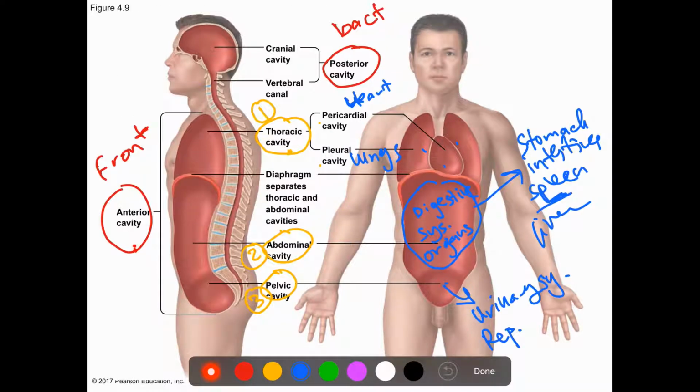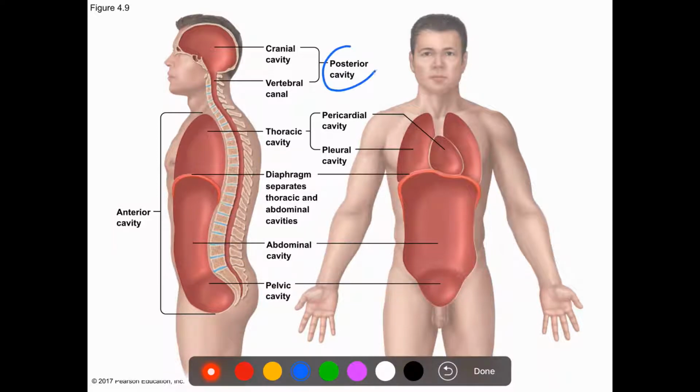Now, for the posterior cavities, we have two cavities. We have the cranial cavity, which contains the brain, and the vertebral cavity, which contains the spinal cord. Again, the same concept. Each cavity contains a different organ. The diaphragm separates the thoracic and abdominal cavities. So it is not part of the thoracic or the abdominal cavity, it separates them.